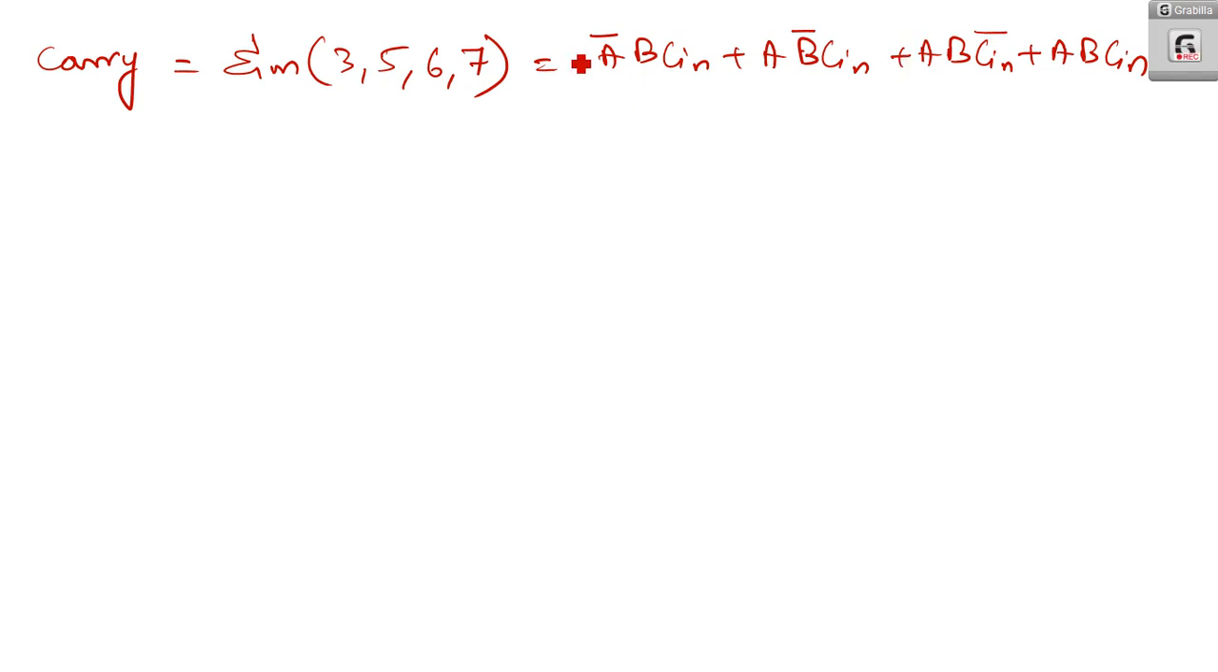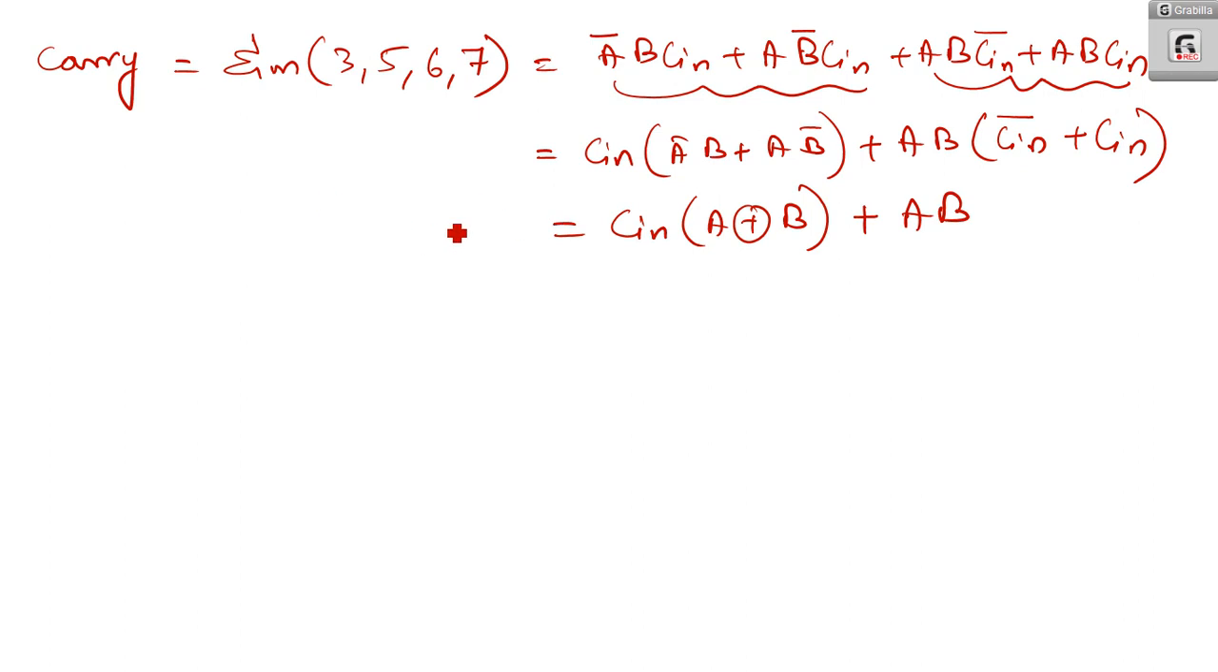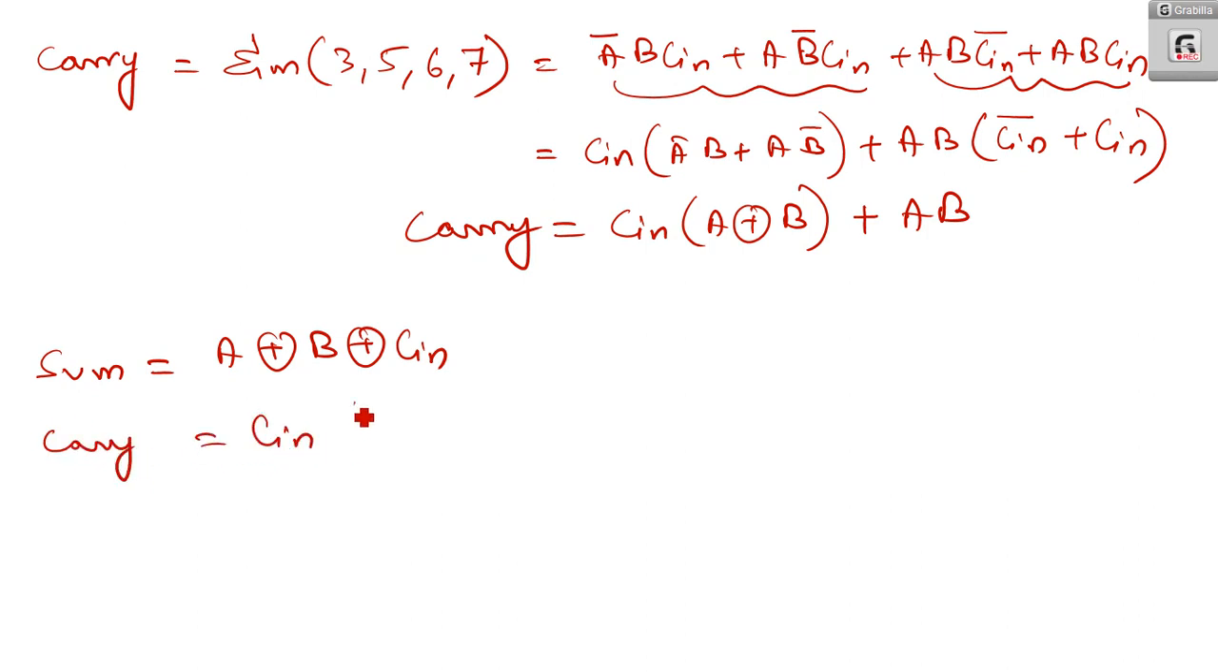Now see, here in the last 2 terms you can take AB as common, and in the first 2 terms you can take C in as common. So what do you get? C in and A bar B or A B bar, or AB and C in bar or C in. What is C in bar or C in? It is 1. And A bar B or A B bar is A XOR B. That is C in and A XOR B, or AB. So that is basically the carry. We get the expression of sum as A XOR B XOR C in, and carry as C in and A XOR B, or AB.